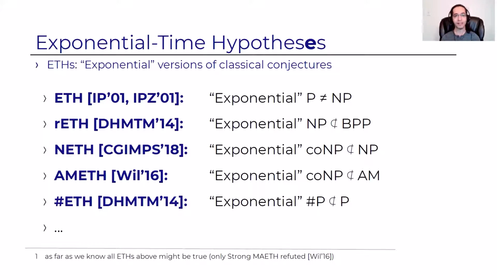They've been studied in recent years. And just to note, all the hypotheses in this slide might as well be true. We have no evidence against them currently. The strong version of MA-ETH was refuted several years ago, but this was the strong version. And here, these are the weak versions, just lower bounds of 2 to the epsilon n, and they could be true.